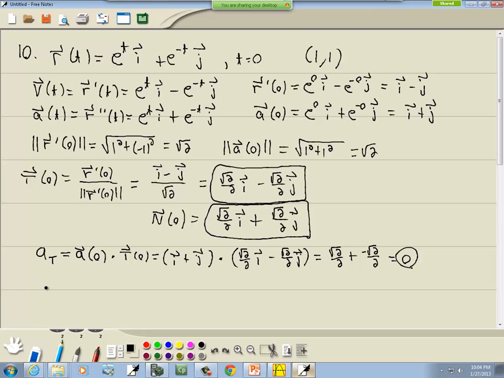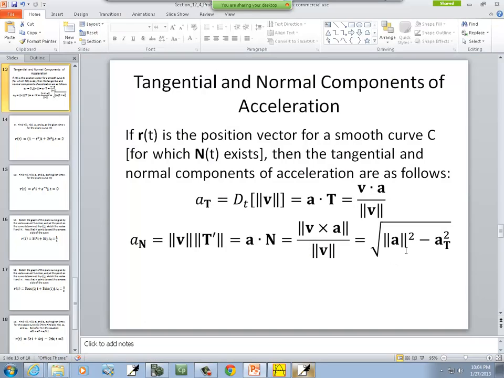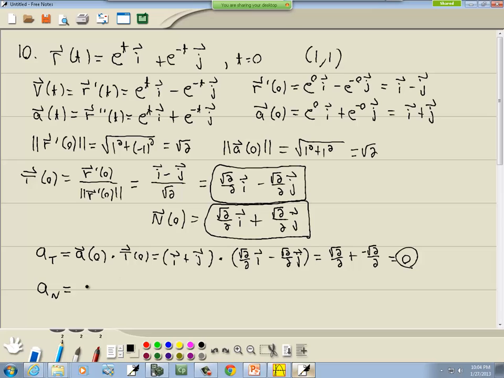Now for our other one, we'll use this one, and I think I found both those pieces. So we'll have the square root of the magnitude of A at 0 squared minus this. The magnitude of A at 0 was square root of 2. So this is square root of 2 squared minus 0 squared, and when you square that, that gives you 2, so it gives us square root of 2. And those are our answers.